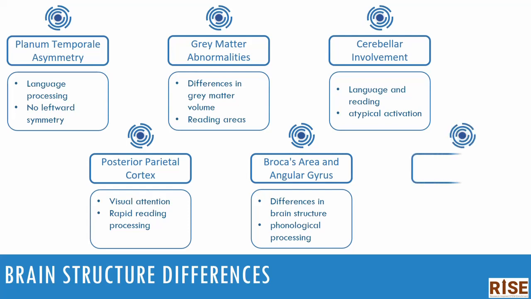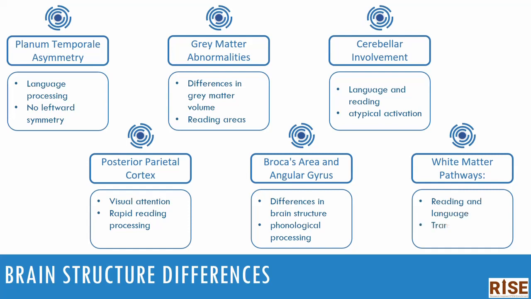White matter pathways. Dyslexia is associated with white matter abnormalities, affecting the integrity of neural pathways that connect different brain regions involved in reading and language. These abnormalities may impact the efficient transmission of information within the brain. It's important to note that while these brain structure differences are associated with dyslexia, they do not serve as diagnostic markers for the condition.